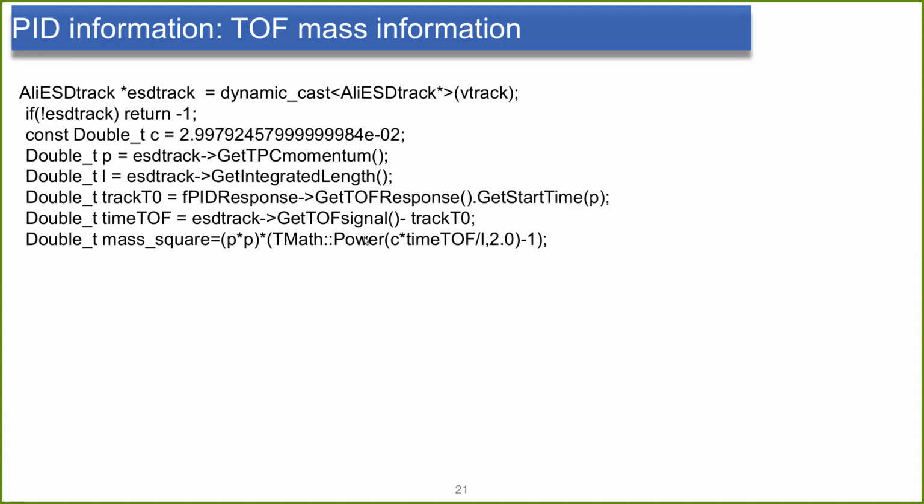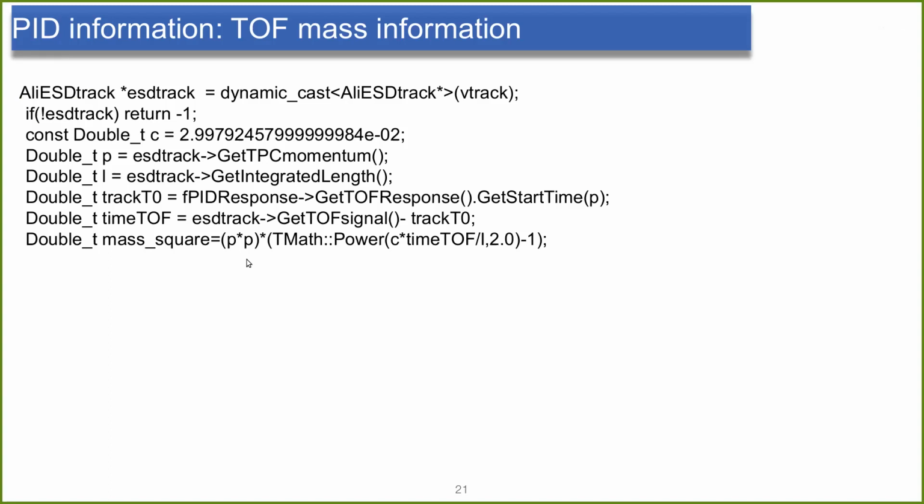This GetTOFsignal will basically give you a time, that is the time when the track hit the TOF. And by subtracting the initial time from this time, you will get the travel time of the track.